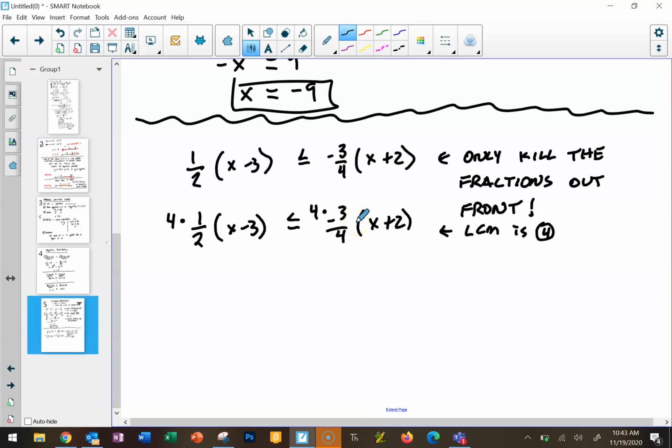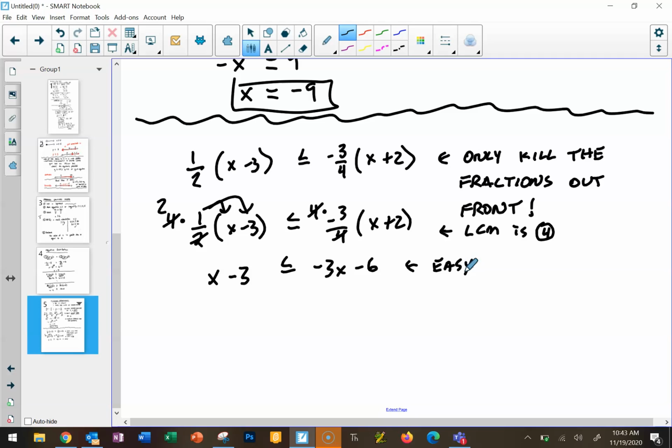It's not separated by a plus or a minus. And then we just do the same thing we did before. We cross out the 4, cross out the 2. 4 divided by 2 is 2. And then on the other side, we've got a 4 up top and a 4 on bottom, which just leaves us with the negative 3. And then we distribute. So now we distribute 1 times x is x, 1 times negative 3 is negative 3. Then over here, we've got negative 3 times x, negative 3x, and negative 3 times a positive 2 is negative 6.